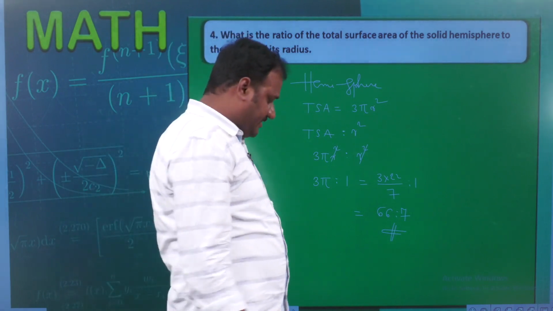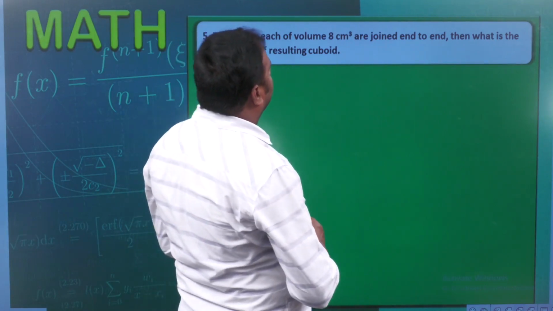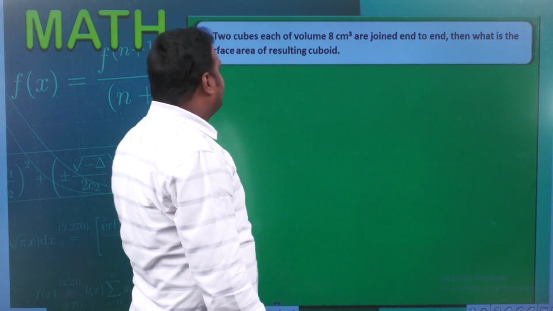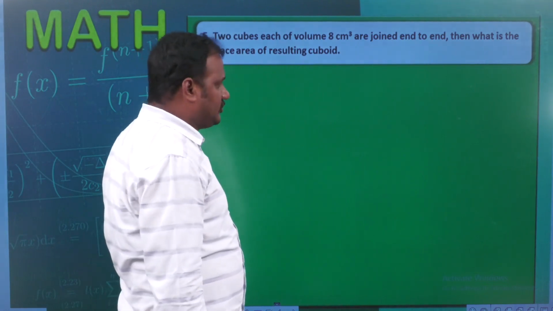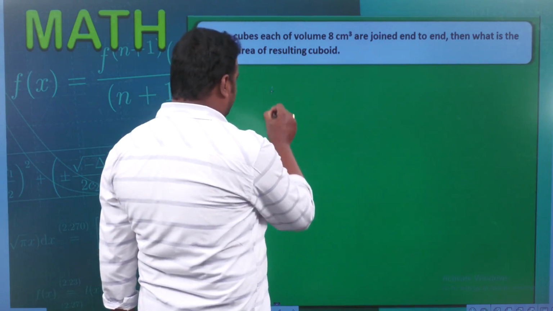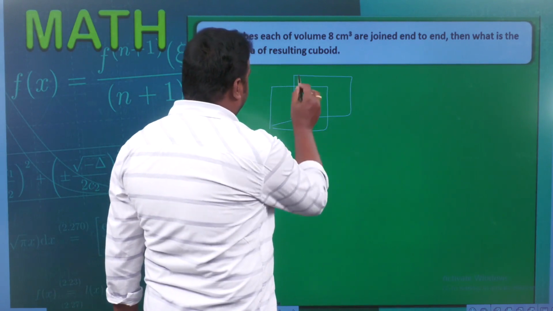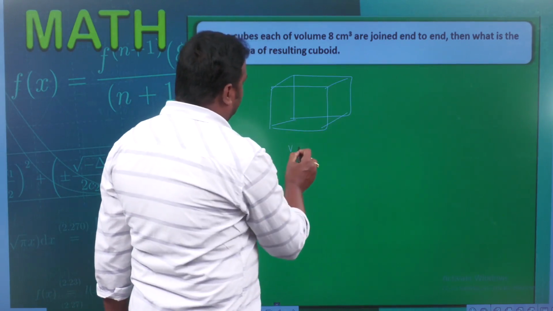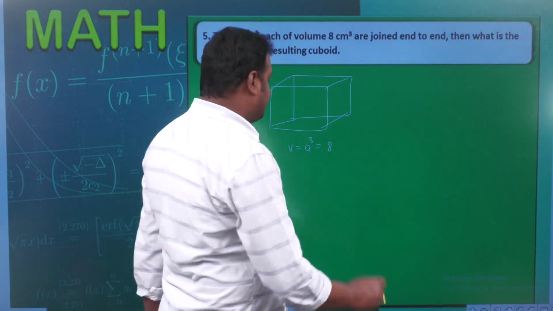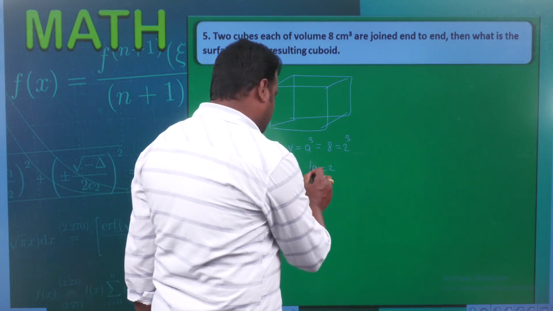Hope you understand. Coming to the next problem. Two cubes each of volume 8 centimeters cube are joined end to end. Then what is the total surface area of the resulting cuboid? See, there are two cubes of volume 8 centimeters cube. So if you observe, this is one of the cubes. For this cube, volume is equal to a cube, which is equal to 8. So 8 can be written as 2 cube. So a cube is equal to 2 cube, then a is equal to 2.